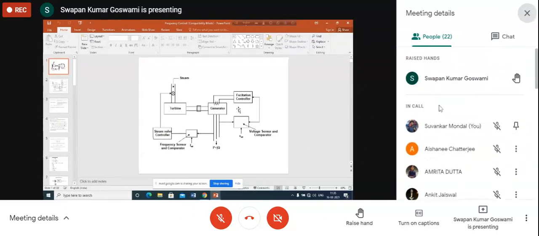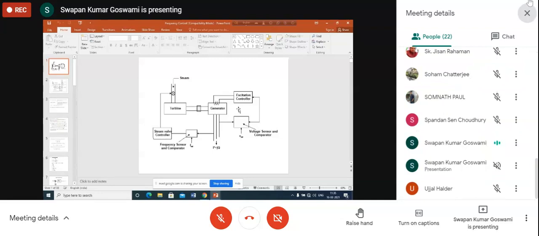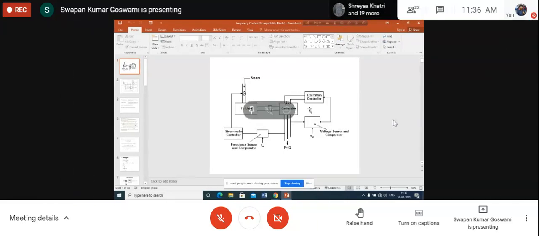Excitation control will be fast, I think. Excitation control will be faster and frequency control will be slower. Because frequency control means the opening of valve or closing the valve. This is a mechanical thing, but excitation control means the field excitation. That means more current or less current. But current control is more easy than the mechanical things, like opening or closing of a valve.